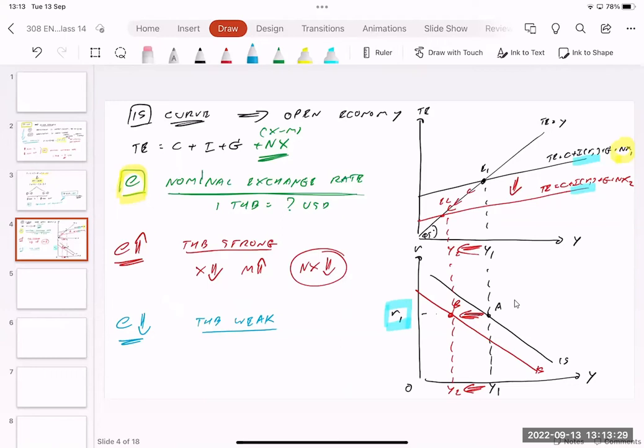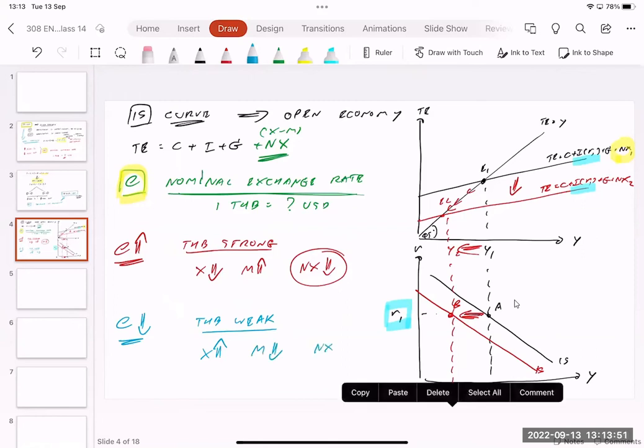When the Thai baht becomes weak, it means everything made in our country becomes cheaper. When everything in our country becomes cheaper, everyone wants to buy products from us. We can export more. On the other hand, everything made outside our country becomes more expensive, so we buy less from foreign countries. Imports are going to be lower. All of this is good for NX. NX is going to increase.